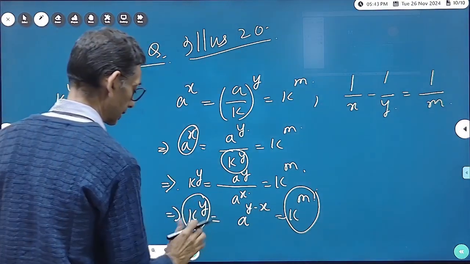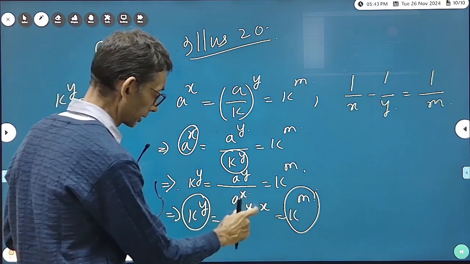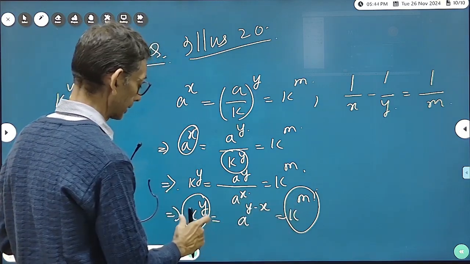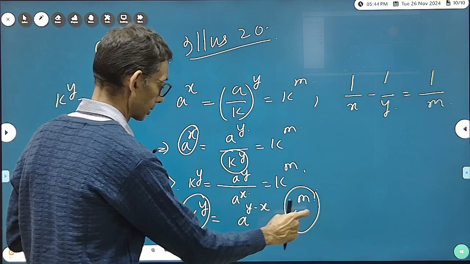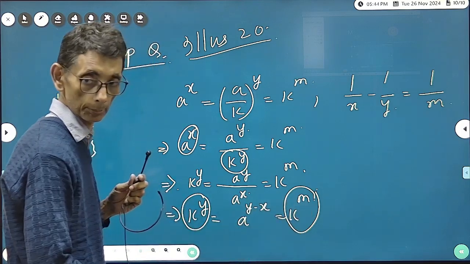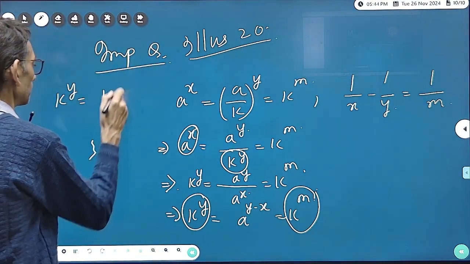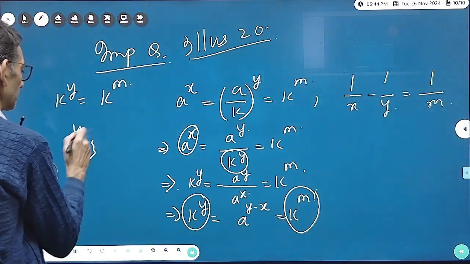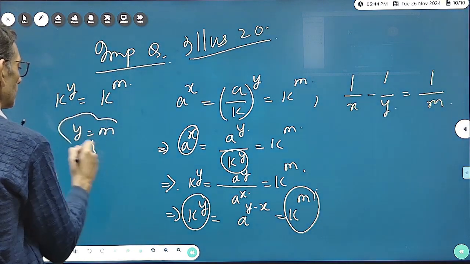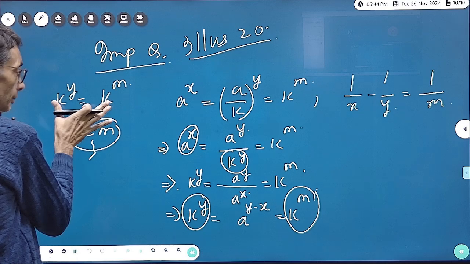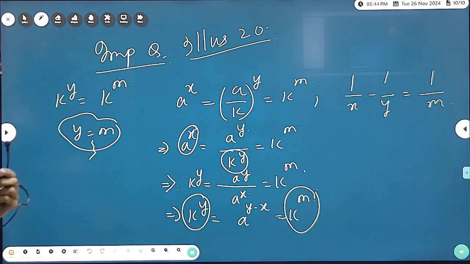You will see there are three terms. This is equal to this, and this is equal to this. So I can definitely compare this and this. Can you compare? If you compare, k to the power y is equal to k to the power m. So we'll get y is equal to m, because both bases are the same, so their exponents are always equal. So we got one relation, y is equal to m. Okay sir? Y is equal to m.